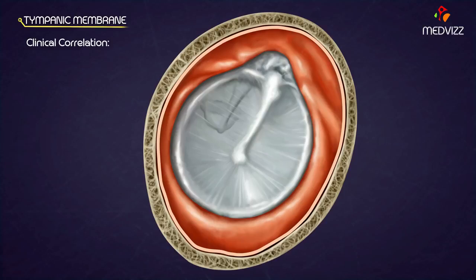Clinically, the tympanic membrane is divided into 4 quadrants by means of 2 imaginary lines passing through the umbo. One is drawn along the handle of the malleus and the other at a right angle to it through the umbo.